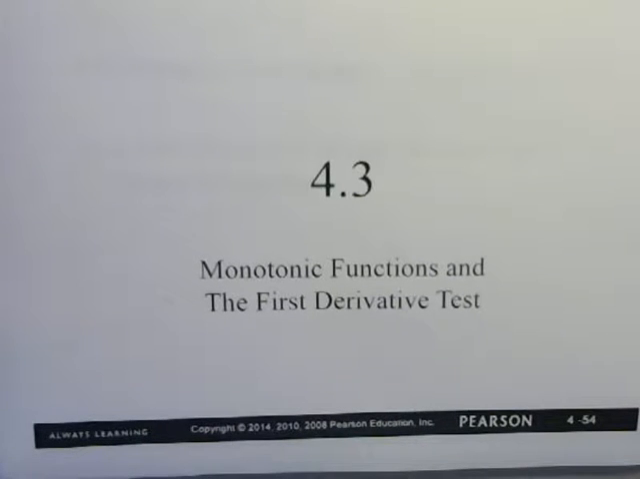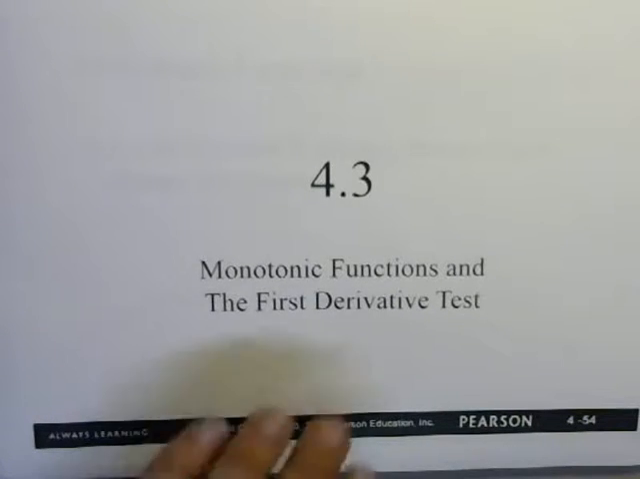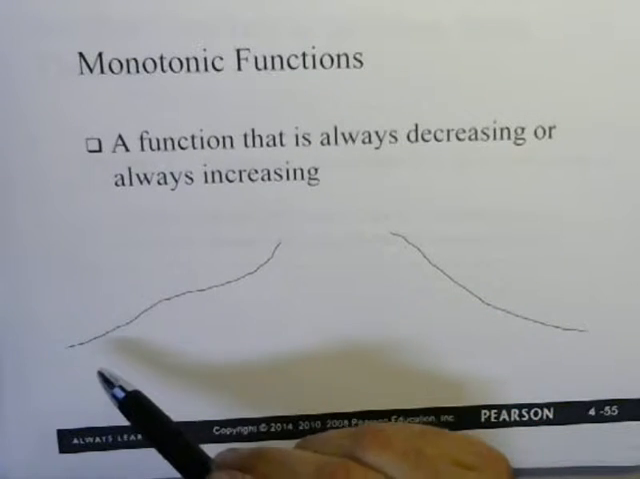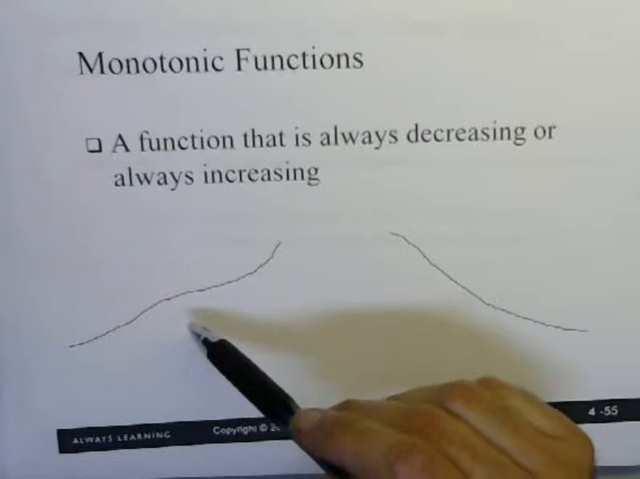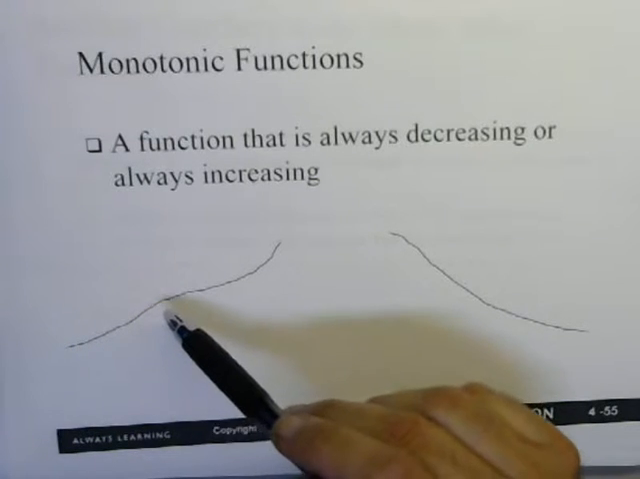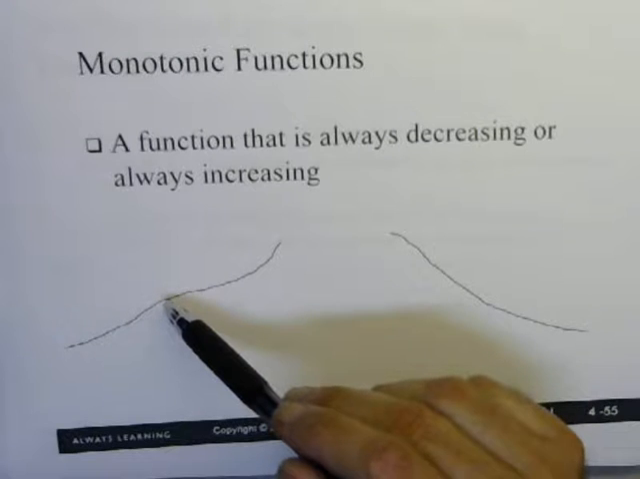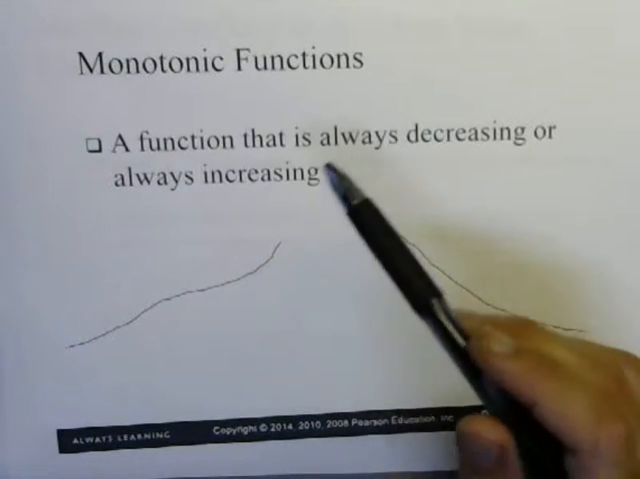Hi everybody. So this section 4.3 is about monotonic functions and the first derivative test. Basically, a monotonic function is a function that's always increasing or decreasing. So again, it can wiggle a little bit, but it just can't have any hills or valleys. So this would be a monotonic function, because although it is wiggling a little bit, it's always going up.